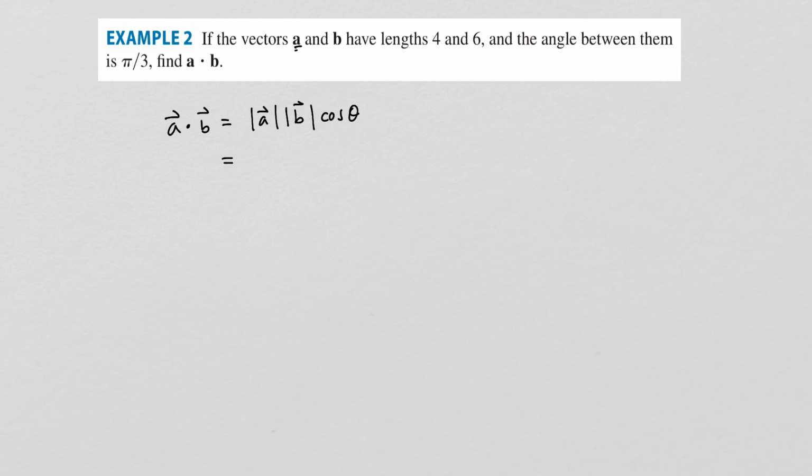Now, we know that vector A has a length of 4, so that would be the magnitude of A, multiplied by vector B has a length of 6, multiplied by the cosine of the angle between the vectors, which they tell us is pi over 3. And so this would simply be 24 multiplied by 1/2, which is equal to 12. So we can compute the dot product in this case, even though we don't know the components of these vectors, because of the theorem on the previous page.